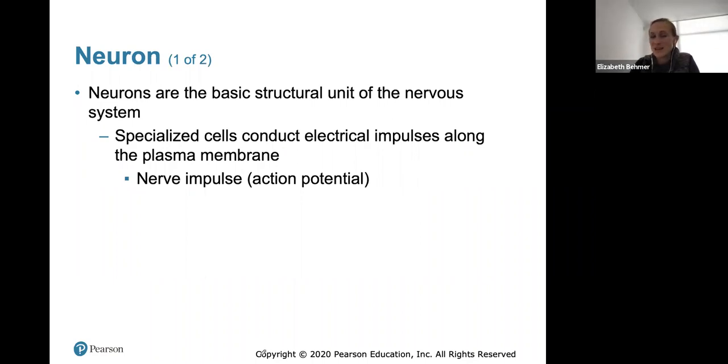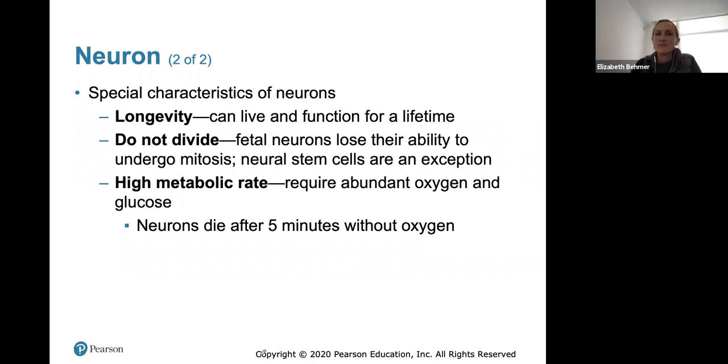So the neurons are the basic structural unit of the nervous system. You have specialized cells that conduct the electrical impulses along the plasma membrane, and this is what a nerve impulse, also known as an action potential, is. They have special characteristics. They have longevity; they can live and function for up to a lifetime. They do not divide. Fetal neurons lose their ability to undergo mitosis, though neural stem cells are an exception to that. They have a very high metabolic rate. They require an abundant amount of oxygen and glucose, and neurons will die after about 5 minutes without oxygen.